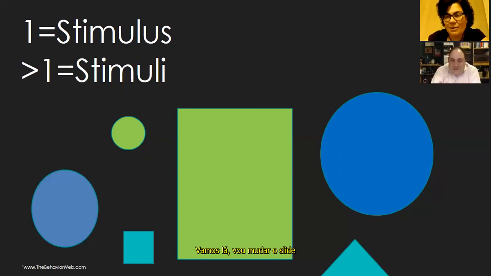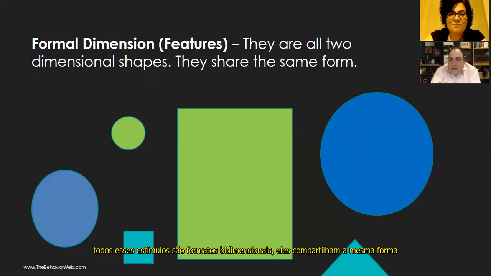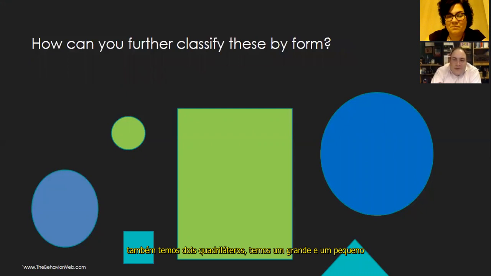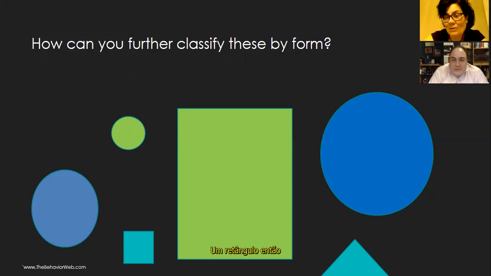So here we go. I'm flipping the slide. Let's start by talking about the formal dimension, or the features of the stimuli. All these stimuli are two-dimensional shapes. They share the same form, and we can split them up by common features of that form. Here we have three circles. They all share the same form. We also have quadrilaterals, a big one and a small one. It's a fancy square. That middle green one isn't exactly a square, but it's kind of close. So a rectangle then. That's right.